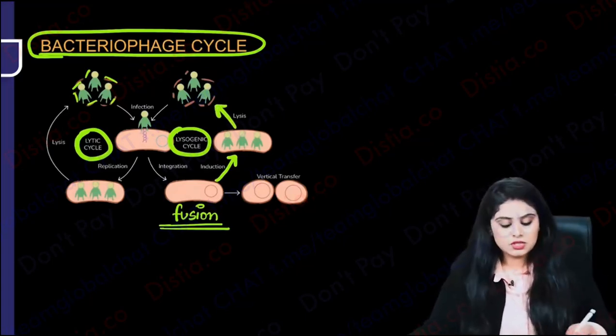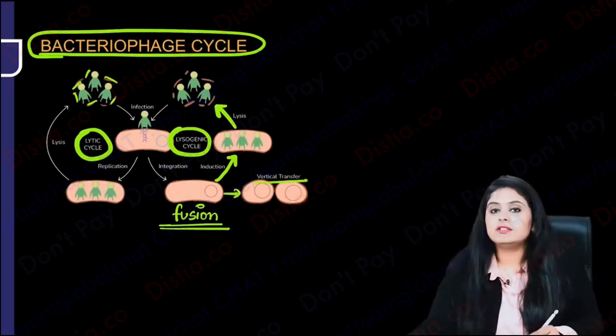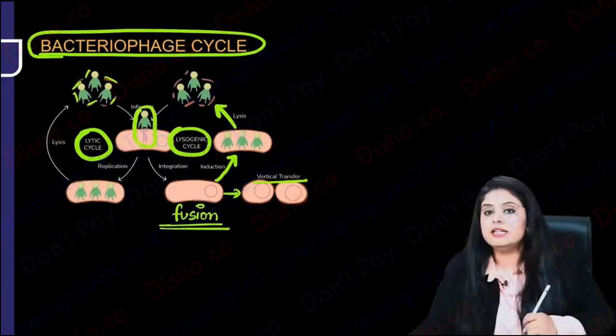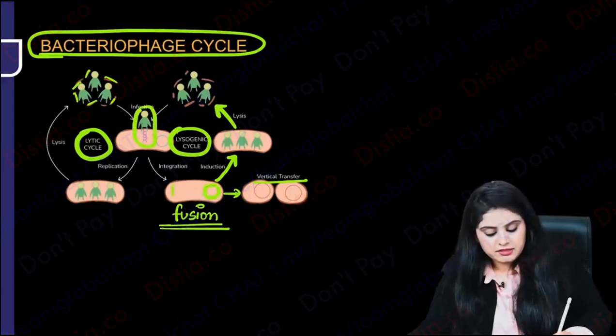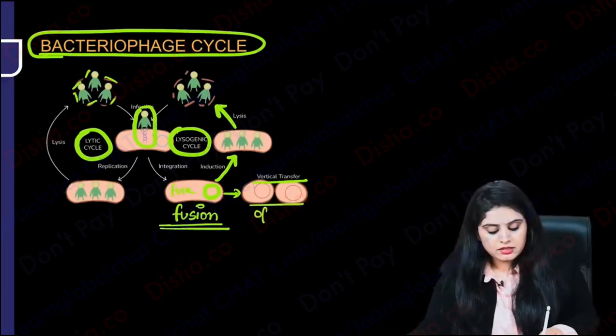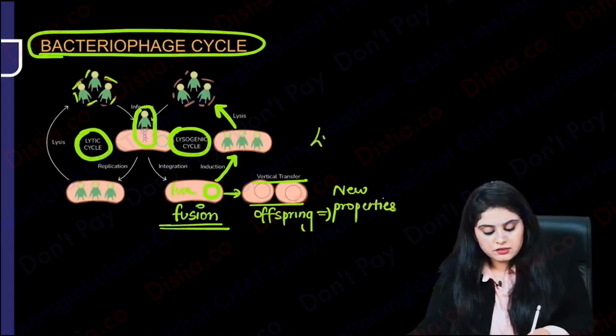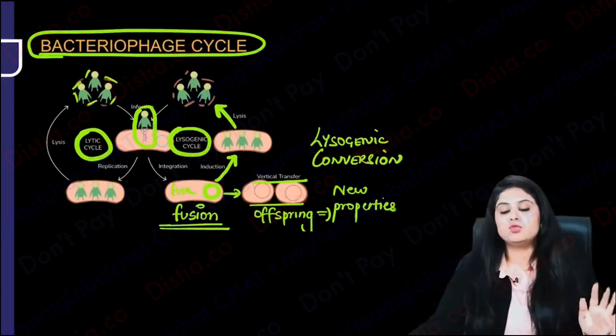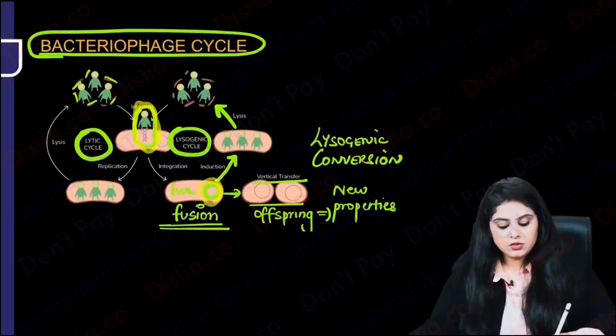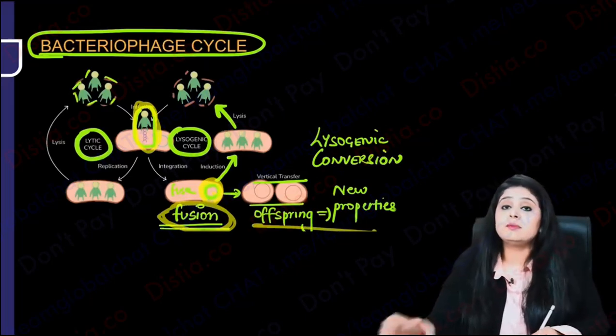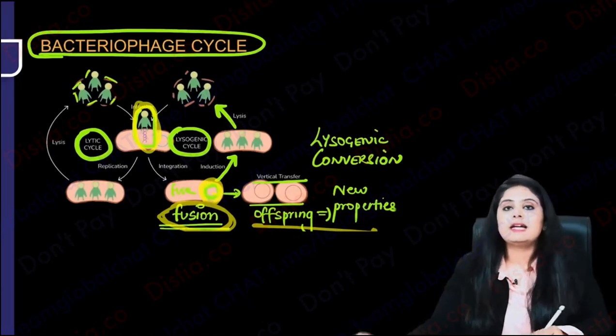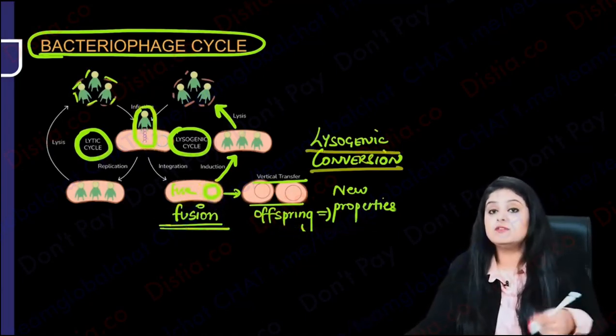But what if there was no separation? What if the fusion got a vertical transfer? Imagine the Swiggy taxi DNA and the donor DNA got fused and that got transmitted to the offsprings. Will the offsprings now start having new properties? Yes, it will now start having new properties, and that is known as lysogenic conversion. So what is lysogenic in simple words? Lysogenic is fusion. This bacteriophage DNA and the donor DNA ends up getting fused and then ends up going in the fusion form to the future bacteria. That is lysogenic conversion. The bacteria are getting converted with new properties.